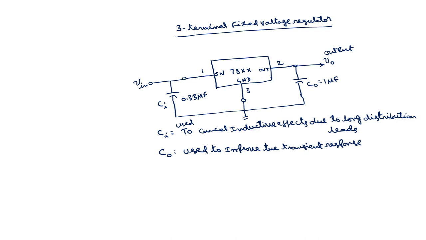Now, we have some applications of these fixed voltage regulators. A fixed voltage regulator can be used as a constant current source. In addition to providing the stable output voltage, this can also be used as a constant current source. If you want to use this fixed voltage regulator as a constant current source, what are the external components required?